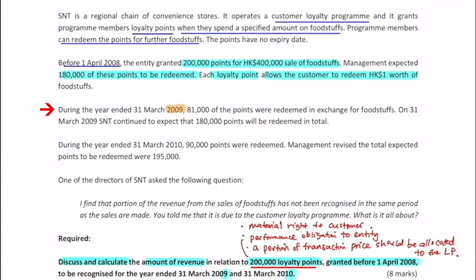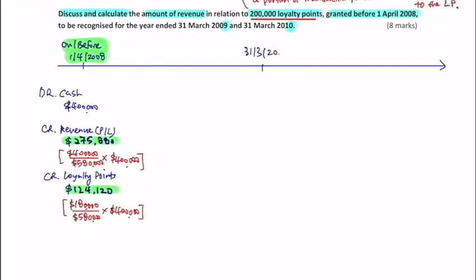In the year 2009, 81,000 points were redeemed in exchange for goods and services. At the end of 31st March 2009, the company continued to expect 180,000 points to be redeemed in total in the future. Latest estimate, 31st March 2009, year end. For this period, 2009, out of 124,120, a portion of this was redeemed: 81,000 points over the estimate of 180,000 points, multiplied by 124,120. This is the point that was redeemed.